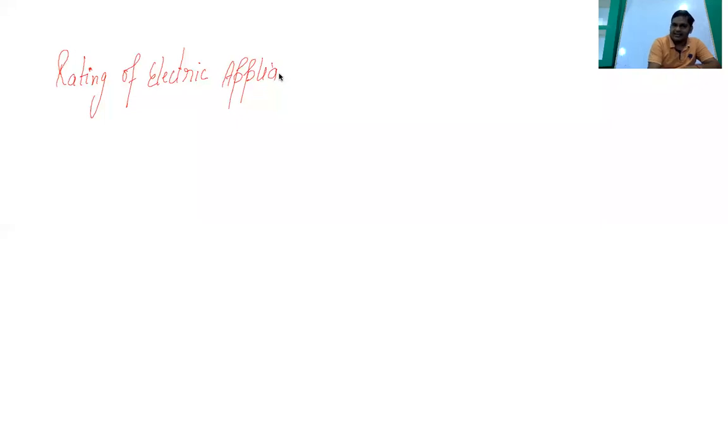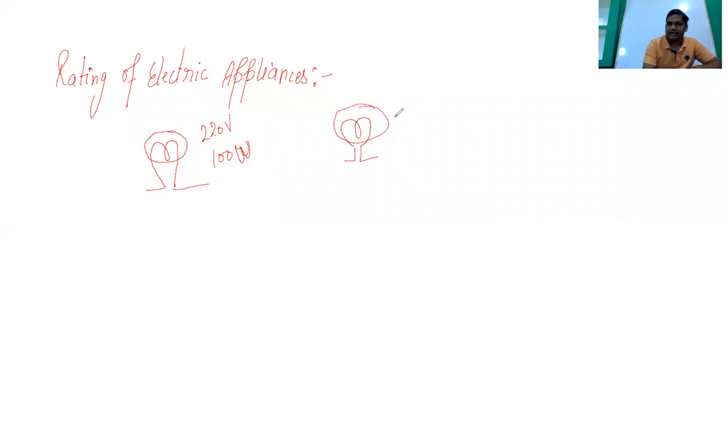Rating of electric appliances. So if this particular bulb is there, let's say this is your bulb and it has a rating of 220 volt and 100 watt. There is another bulb that has a rating of 220 volt and let's say 60 watt.